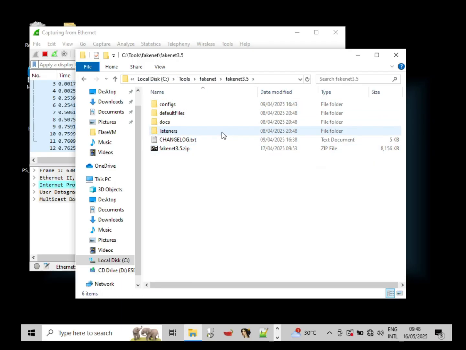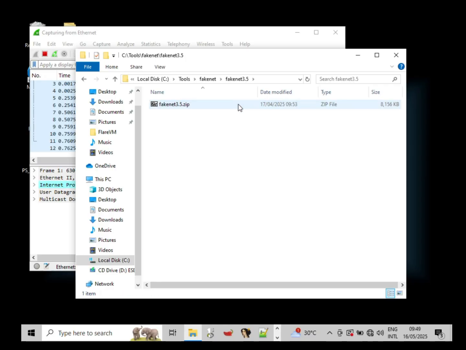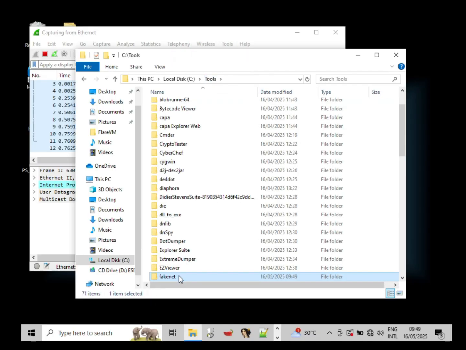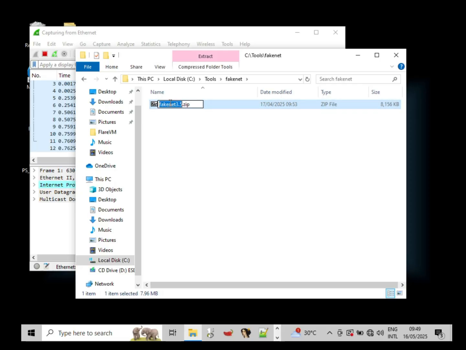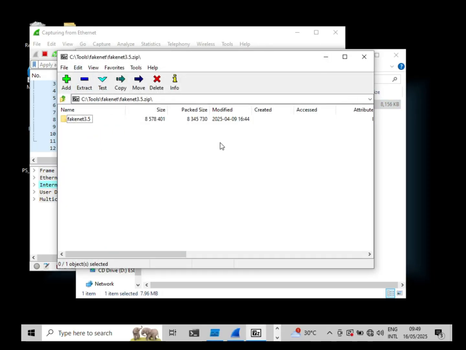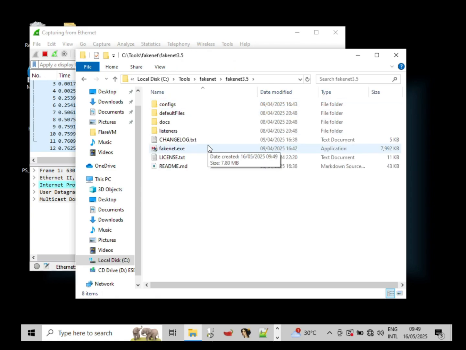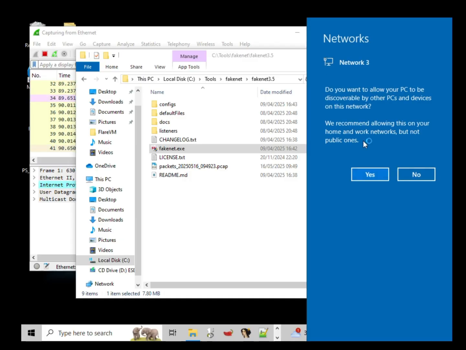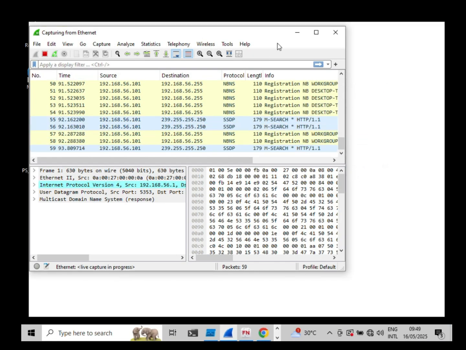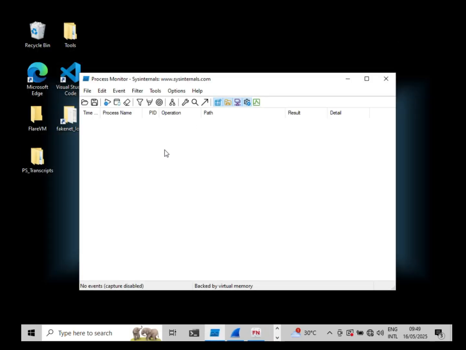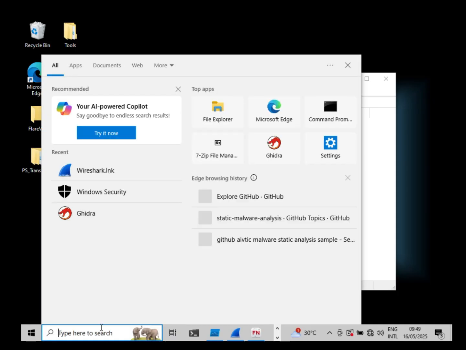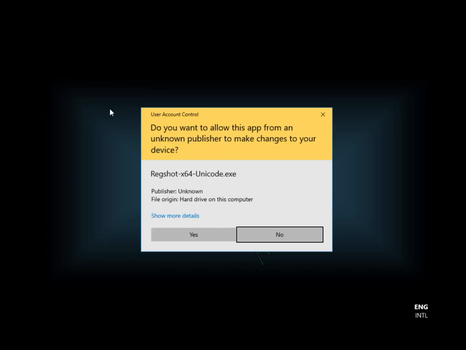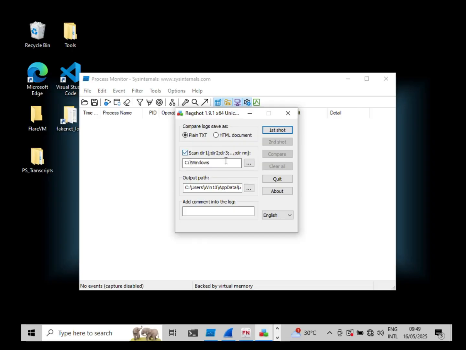Before executing the sample, I launched all my monitoring tools: Procmon, FakeNet-NG, Regshot, and Wireshark. With Procmon, I paused the capture and cleared previous logs to make sure I'd be working with a clean slate. I also launched FakeNet-NG to simulate network services and capture any attempts by the malware to reach out to external domains. Then I opened Regshot and took the first snapshot of the system registry, my baseline before infection.